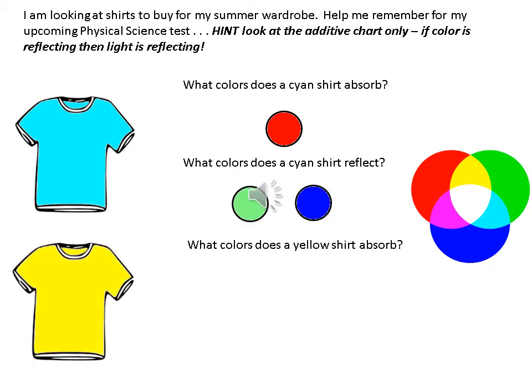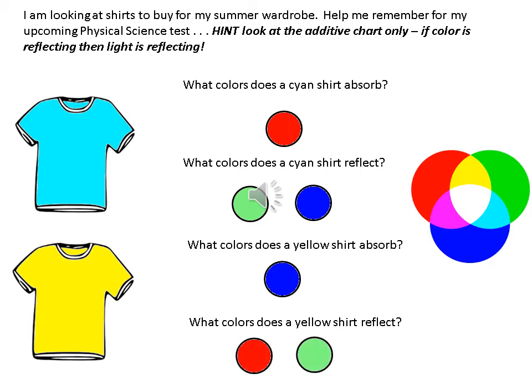What colors does a yellow shirt absorb? Hopefully we're getting the hang of this now. Yellow is a secondary color. It's made by mixing red and green light, so it is absorbing blue light, and it is reflecting back red and green light.